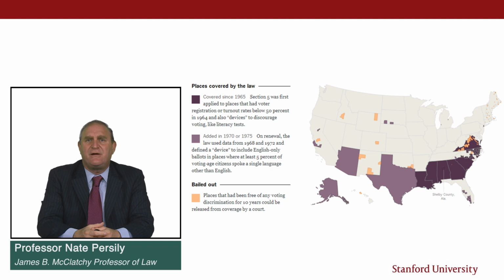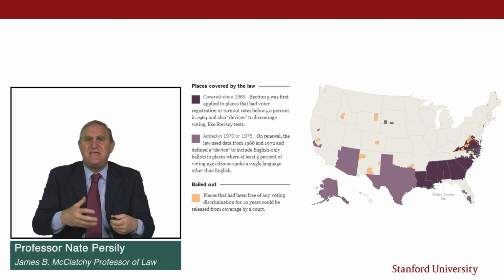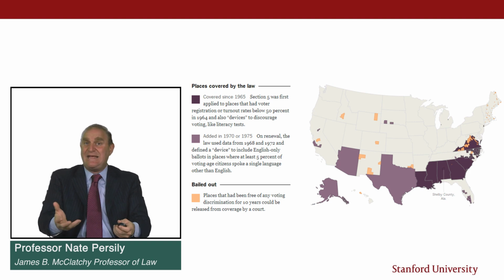It includes some areas with large Native American populations in South Dakota, but it also includes a few townships in New Hampshire and Michigan. That's because these were places that had a test or device and had low voter turnout. It's not about the intent of what may have caused that low voter turnout. It's just the mere presence. It's an automatic test.